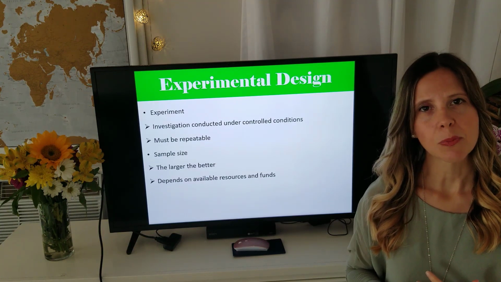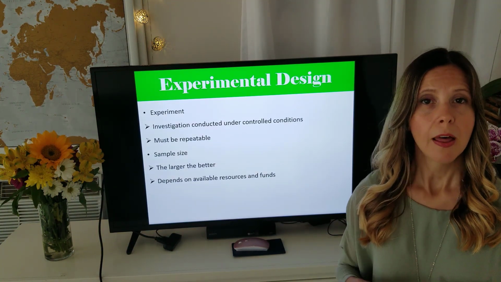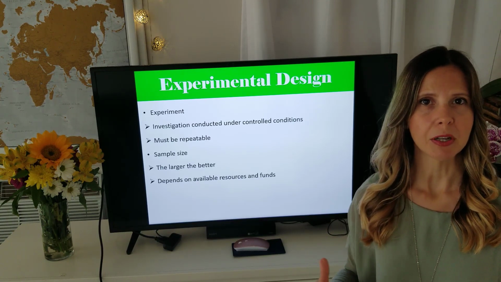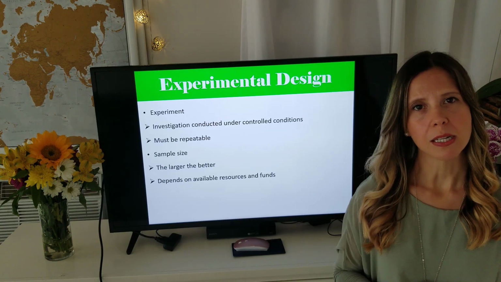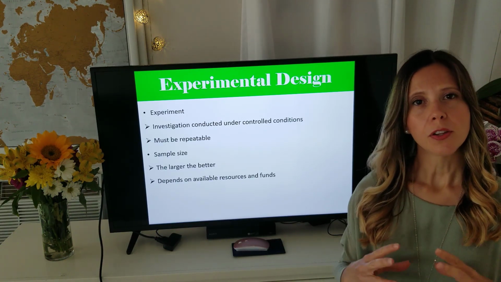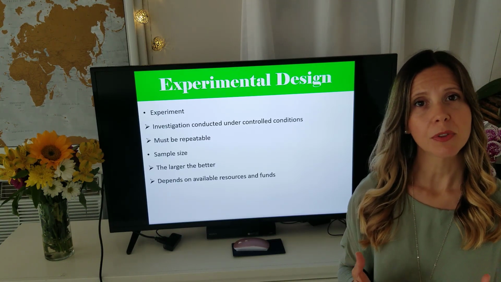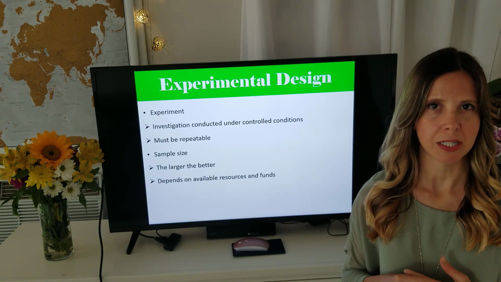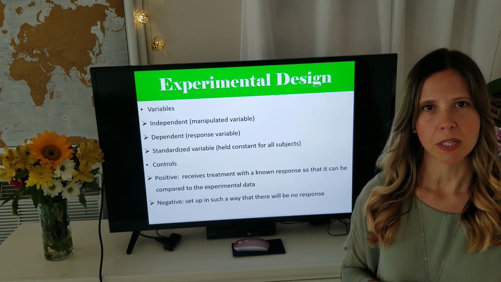When designing an experiment, one parameter that needs to be thought of carefully is sample size. The larger the sample size, the better, because you're going to get a better idea of what's going on. However, sample size is often restricted by funding and the availability of resources. You need to be able to find that balance between getting accurate results and staying within your funding and resource limitations. When designing experiments, there are some important parameters that need to be considered.